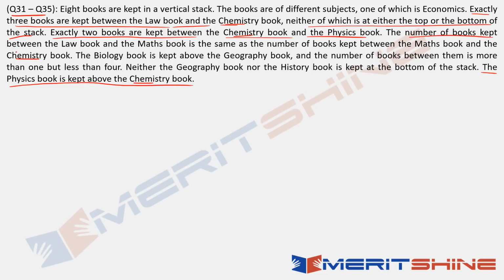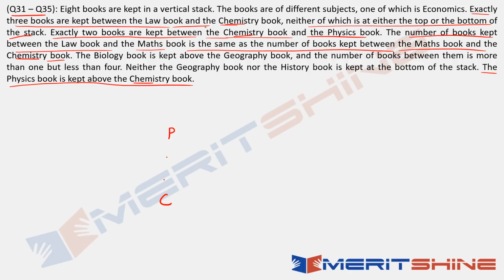The number of books kept between the law book and the maths book is the same as the number of books kept between maths and chemistry. So maths would be between law and chemistry. Then let's draw it. So let's use this one first. Exactly 2 are kept between chemistry and physics, and physics is kept above chemistry. So let's write P for physics, dot, and this is chemistry. All right, and use this one then.